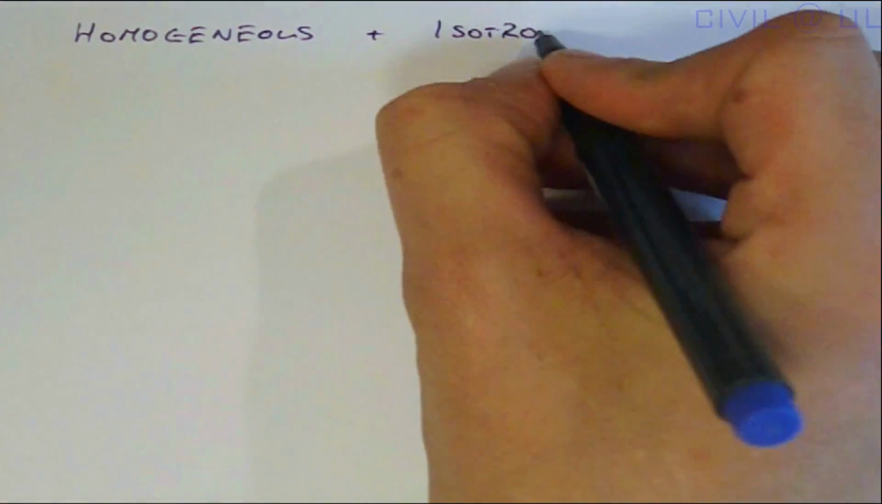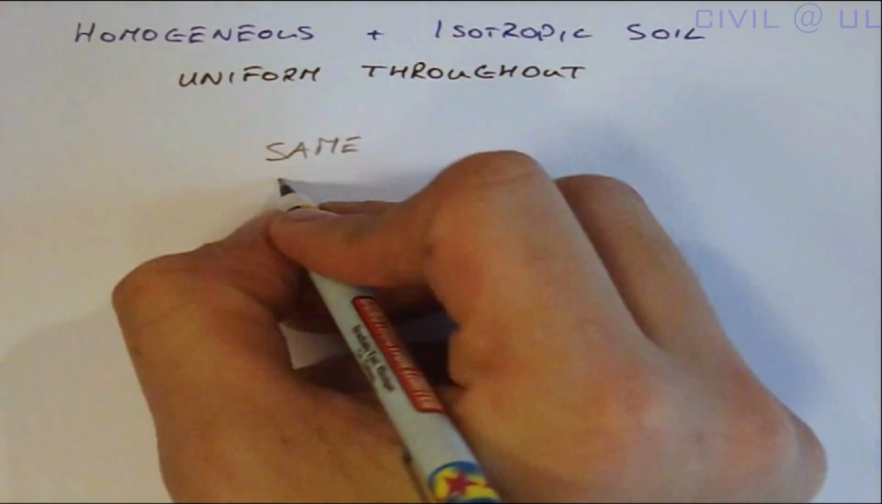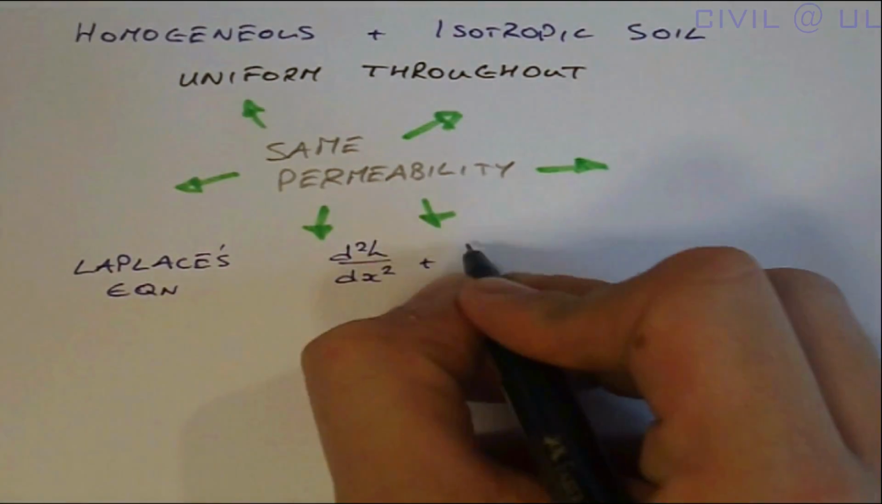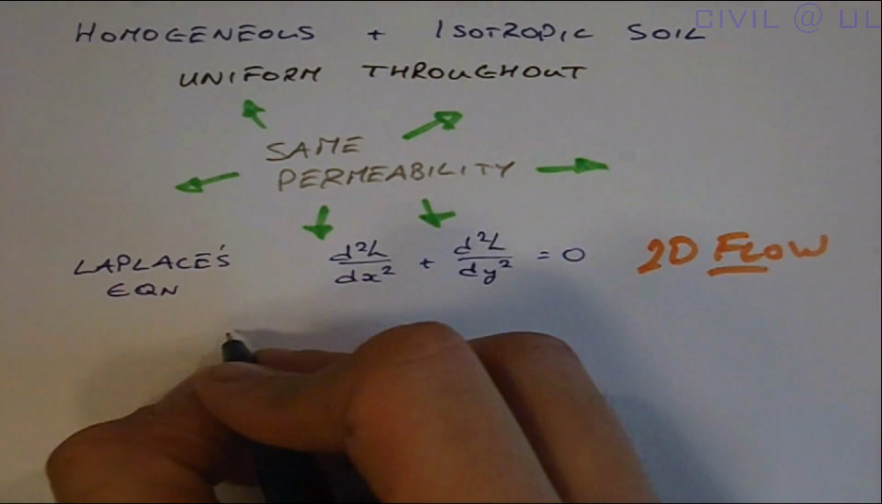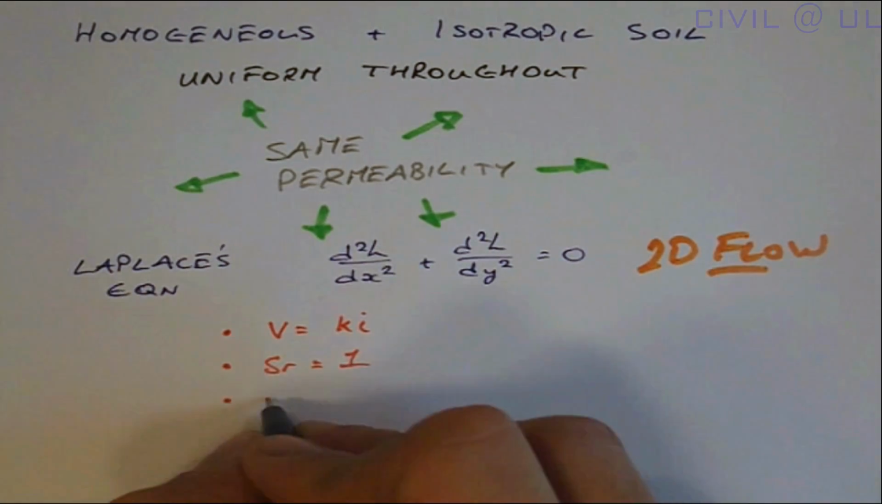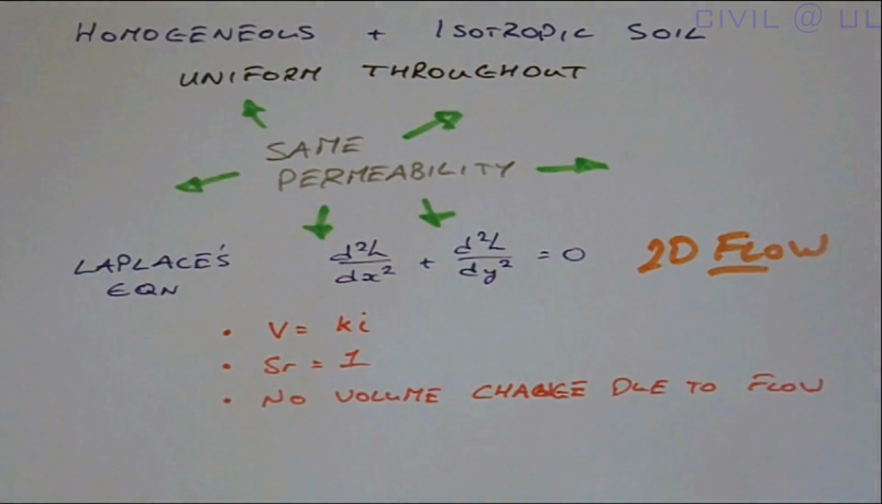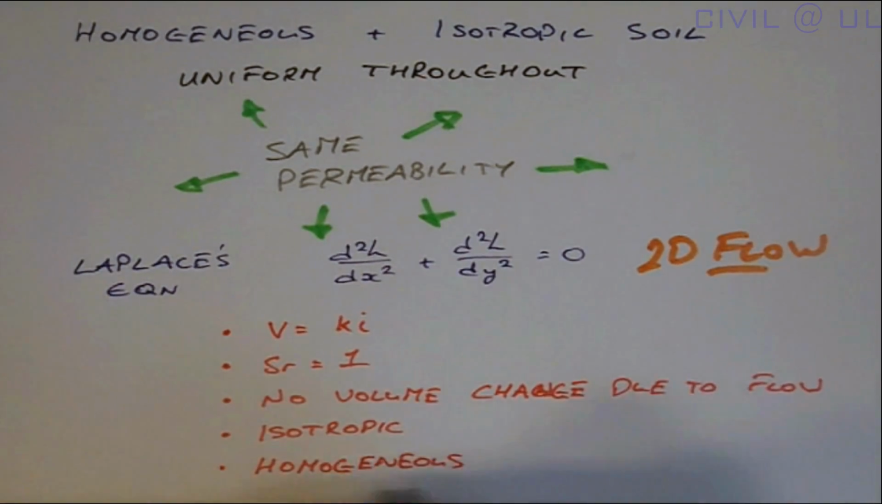Problems will be presented initially based on a homogeneous and isotropic soil with respect to its permeability. That is, the soil is assumed uniform throughout and has the same permeability in all directions. The solution to Laplace's equation for 2-dimensional flow adopts the following assumptions. Darcy's law is valid, the soil is completely saturated, and water is assumed to be incompressible. Any small element of soil examined undergoes no volume change due to flow, and the soil is isotropic and homogeneous.